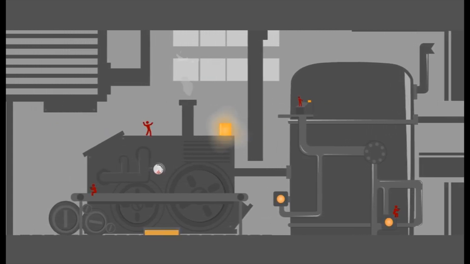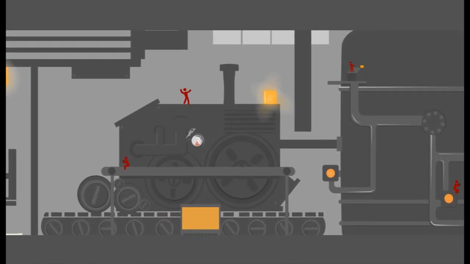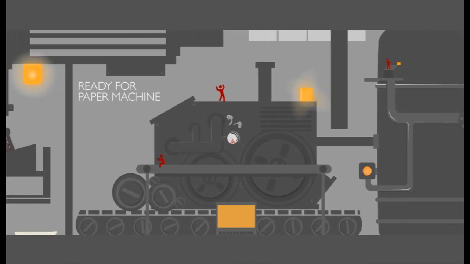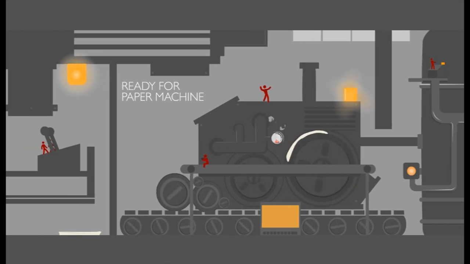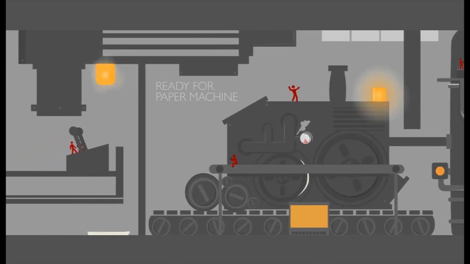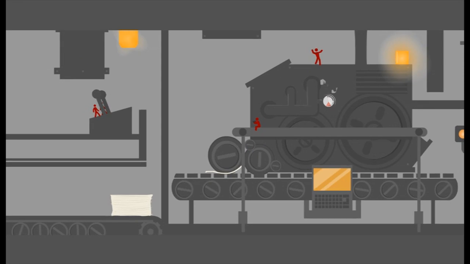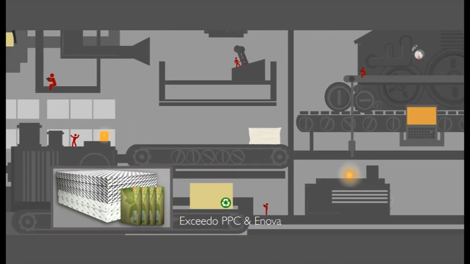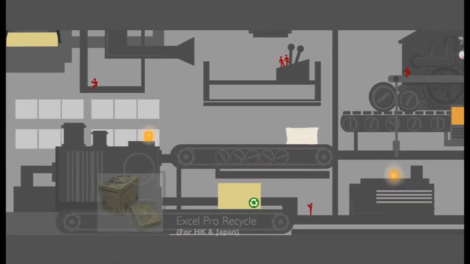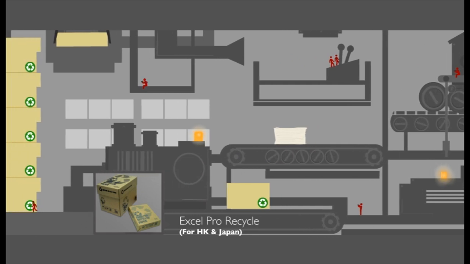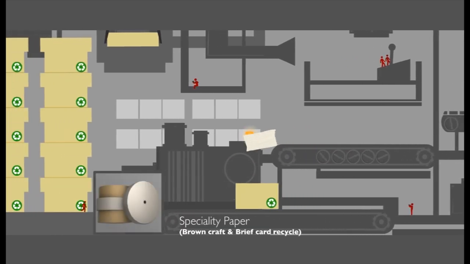By using recycled paper, we make an important contribution to our environment. We reduce carbon emissions, water consumption, and air pollution. We cut electricity, oil, and heat energy consumption. And of course, we significantly reduce the amount of trash that ends up in landfills.